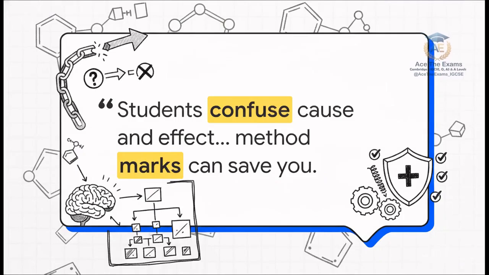Take a look at this cold, hard truth straight from the Cambridge Principal Examiner reports. They are practically handing us the cheat code, telling us exactly where candidates bleed marks before they even realize what hit them. Quote, "Students confuse cause and effect, and students lose marks by not showing working." It's a pretty stark warning, right? You could literally know the biological theory inside and out, but if you don't explicitly show your working, a tiny calculation error totally zeroes out your score. But like the examiners explicitly point out, method marks can totally save you.